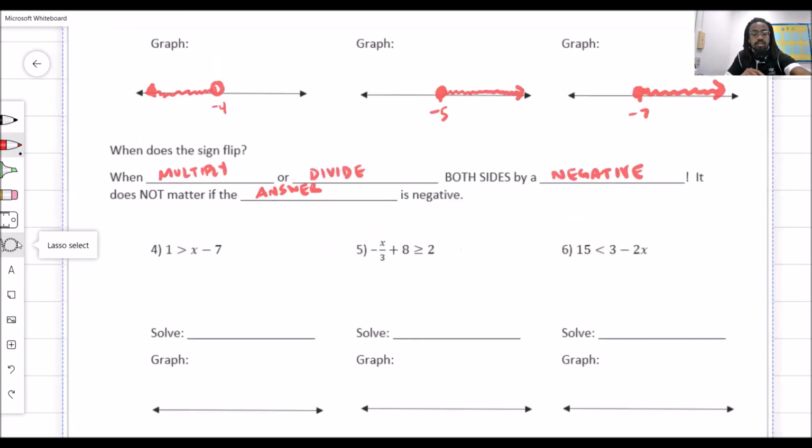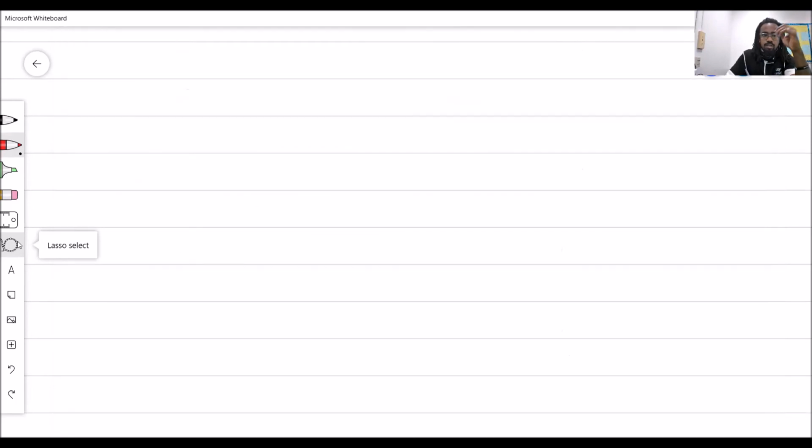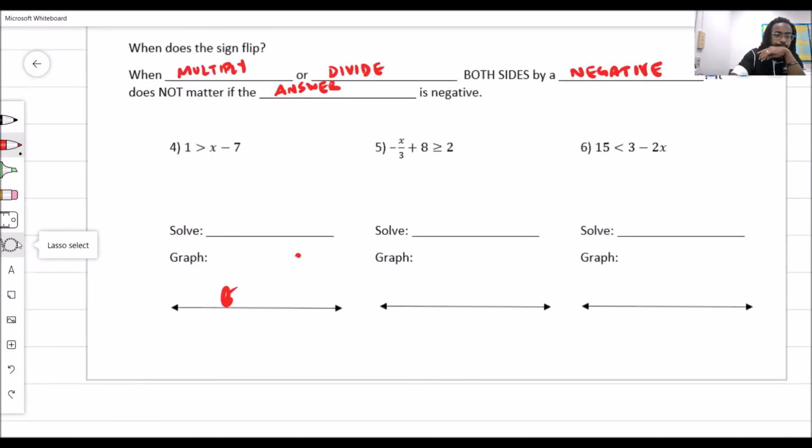Okay, so let's do a few more problems here. So we have 1 is greater than x minus 7. I want to get x by itself. I will add 7 to both sides. And so I have 8 is greater than x. And I always like to write my variables first. So x is less than 8. Okay, so 8. This will be an open circle because it is not or equal to. And then I'm shading to the left.